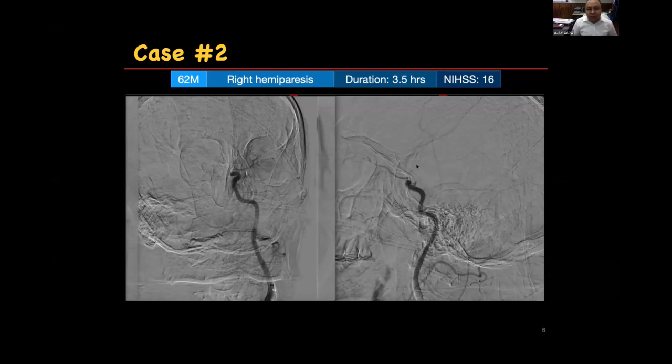When there is a complete obstruction at the proximal level, then in the early phases, because of the slow flow, we are not able to see the distal thrombus itself. The occlusion will be seen proximally. One must be careful in this.